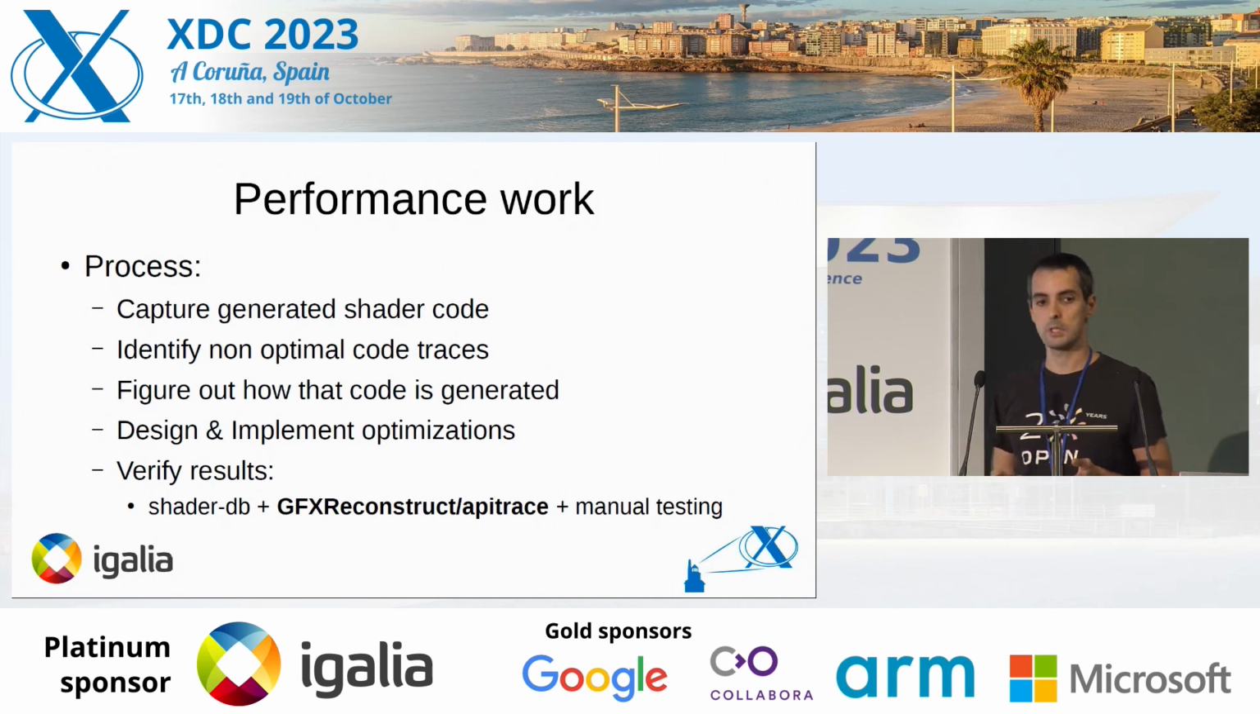So the process at that time was: we get the sample running, we capture the shader code, we identify non-optimal code, we figure out what we could do to improve that, implement an optimization, and then we need to verify the outcome. We use v3dv, manual testing, and we also use gfxreconstruct and apitrace.